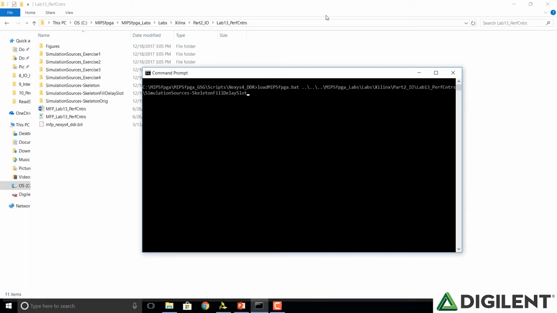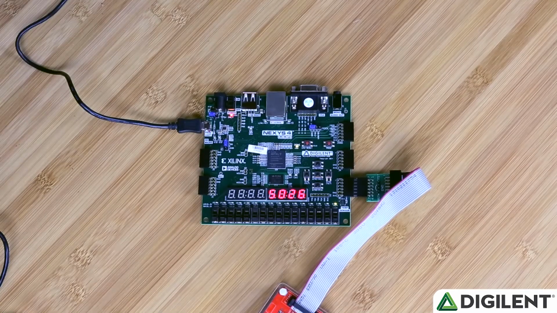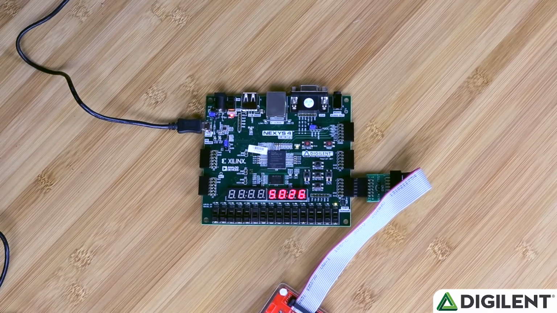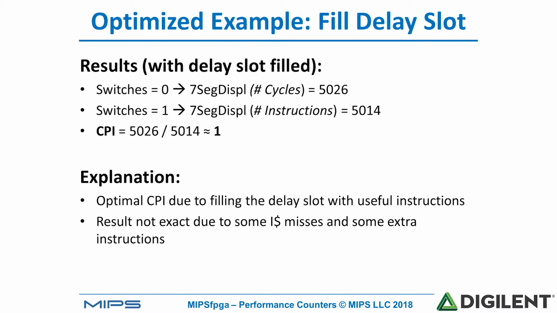So let's go ahead and load this optimized code onto our system. Now we can see that the number of clock cycles is 5,026, and the number of instructions is 5,014. So now we can calculate the CPI from the measured number of cycles and number of instructions, and we see that it's approximately 1. This is the ideal CPI that we would get. There are some effects, such as the instruction cache misses and a few extra instructions due to the performance counters, that make it not exactly 1, but it's pretty close.